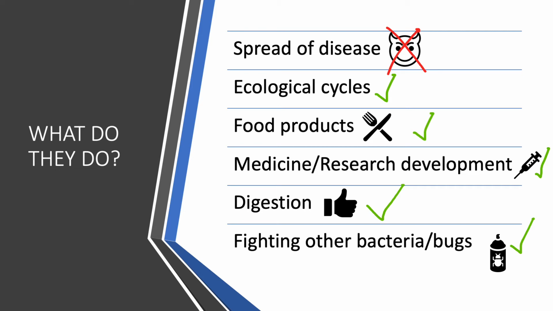They work as the primary decomposers. They're essential to many ecological cycles, including the carbon and nitrogen cycles. They give you awesome food like yogurt. They're good for you.